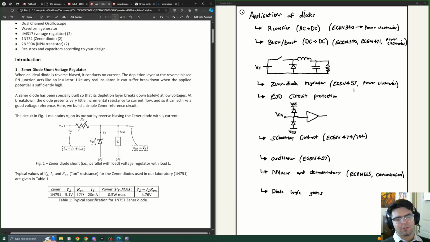Additionally, we can also create an ESD protection, right? Electrostatic discharge. Remember, when I was talking about BJTs in one of the previous labs, and about op-amp non-idealities, these devices break if you have electrostatic discharge coming from your body, right? And we want to prevent that.